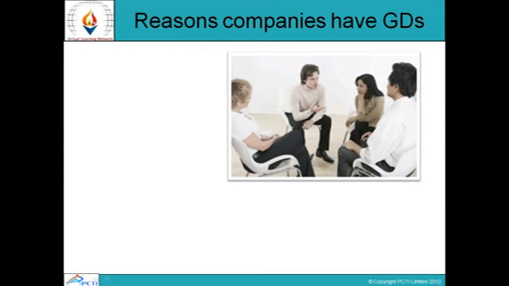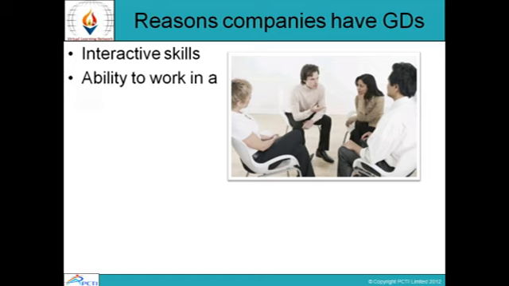Now, reasons companies have GDs. What are the reasons? Why do companies give so much importance to group discussions? Let's see what they are. Interactive skills. It gives companies a mirror of the candidates' interactive as well as interpersonal skills. Ability to work in a team. It makes people realize how much a candidate is a team player.